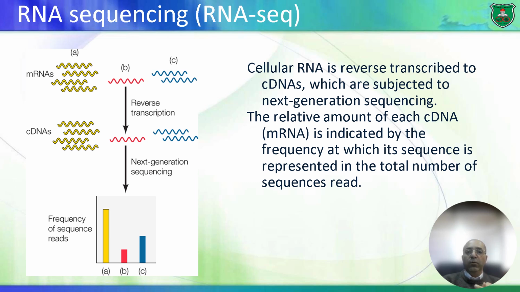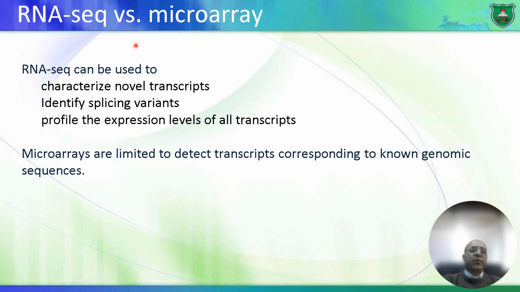So even though we may not know the exact nature of that gene, the exact identity of that gene, we can know its sequence, and we can go back and search the human genome database to see where it exists exactly, on which chromosome and so on, and we can study it further. I hope it's clear. So there are differences between RNA-seq and microarrays.